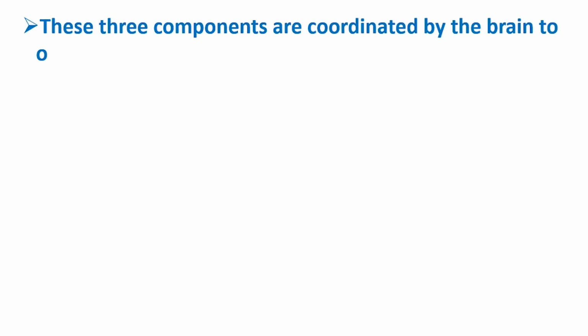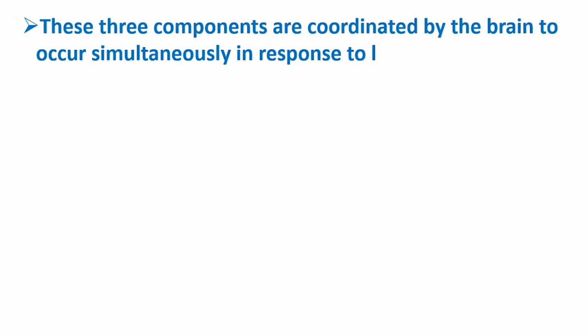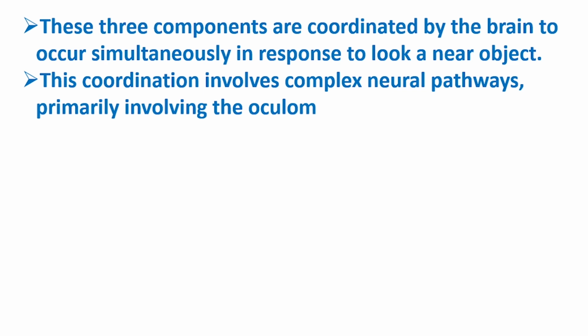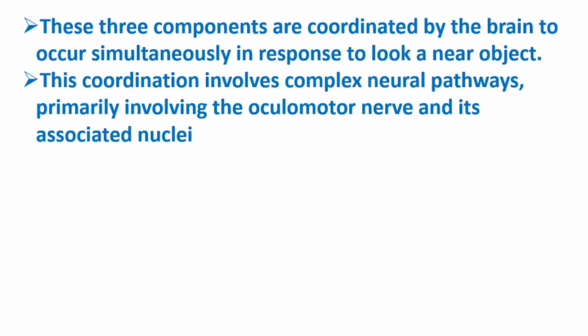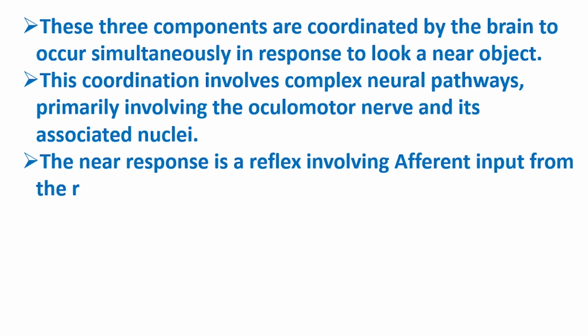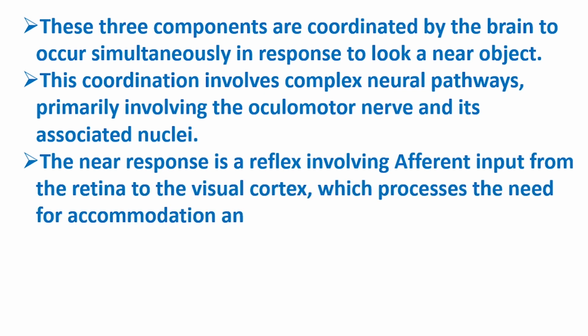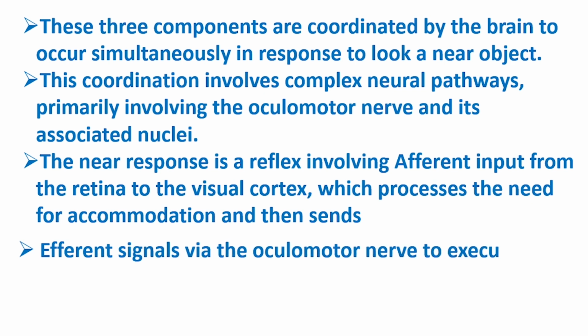These three components are coordinated by the brain to occur simultaneously in response to looking at a near object. This coordination involves complex neural pathways, primarily involving the oculomotor nerve and its associated nuclei. The near response is a reflex involving afferent input from the retina to the visual cortex, which processes the need for accommodation and then sends efferent signals via the oculomotor nerve to execute accommodation. Pupillary constriction.